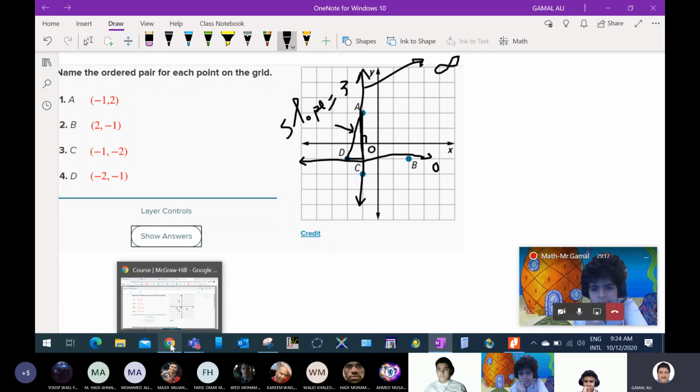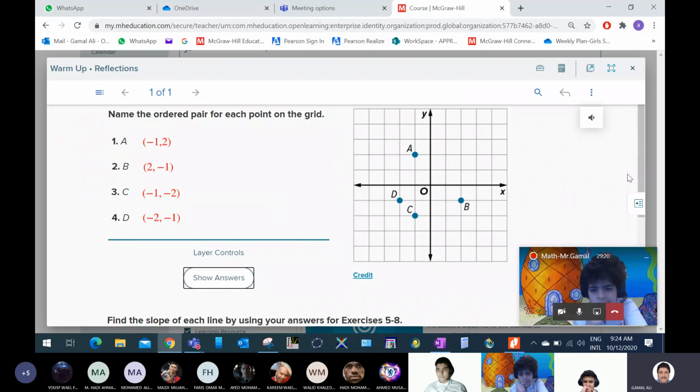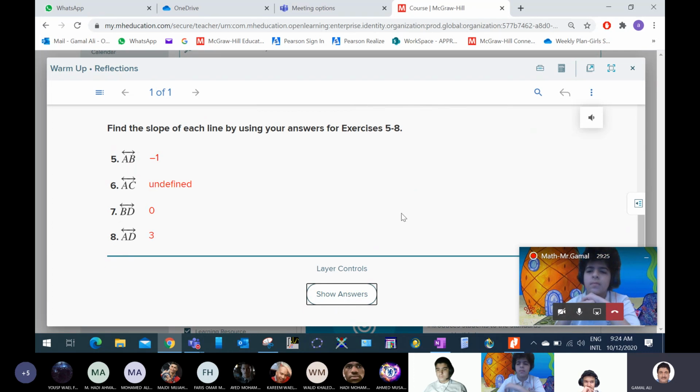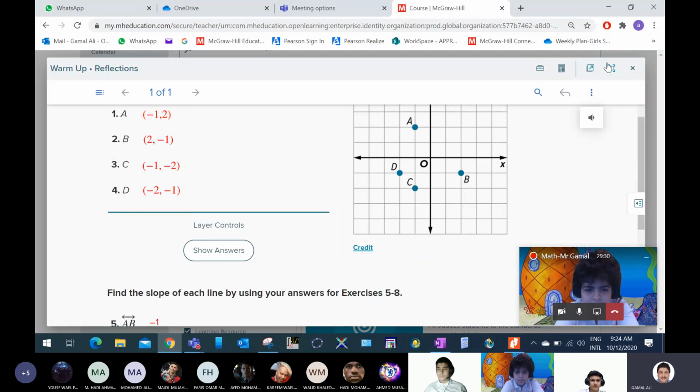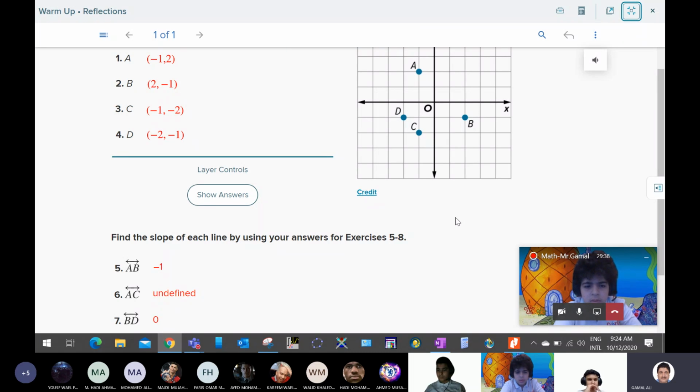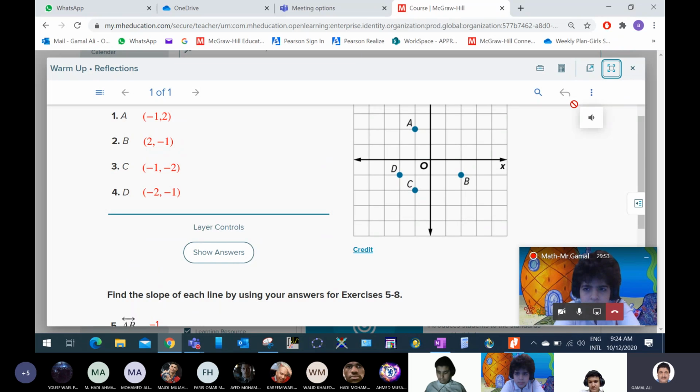Is it easy, guys? Yes, mister. Of course, it is easy. So the answers are, okay, guys. Mister, what's the difference between 0 and undefined? 0 is 0, and undefined means infinity. 0 is for the horizontal line, undefined for the vertical line. Okay, Abdurrahman, is it clear? Yes, mister. Okay, sir. Thank you, sir.